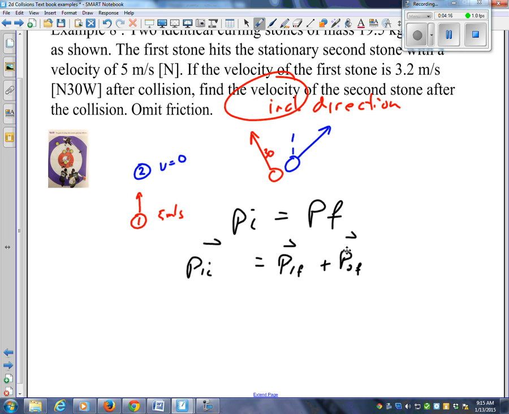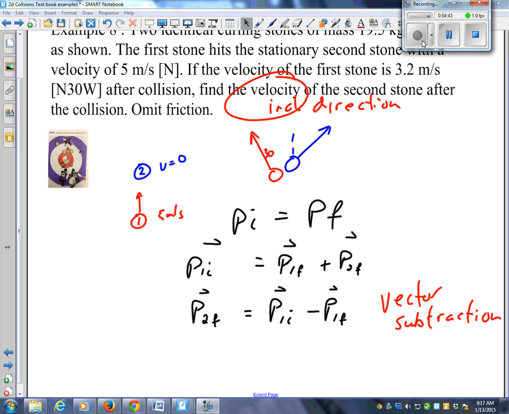Okay, we are looking for the velocity of the second stone. Before I can get the velocity of the second stone, I need to find the momentum of the second stone. So now I'm going to rearrange this for P2F, this one here. Well, that's going to be equal to P1I minus P1F. I'm just going to pause there and let you look at that. It's a little confusing. This is vector subtraction. And how do we subtract vectors? We use components.